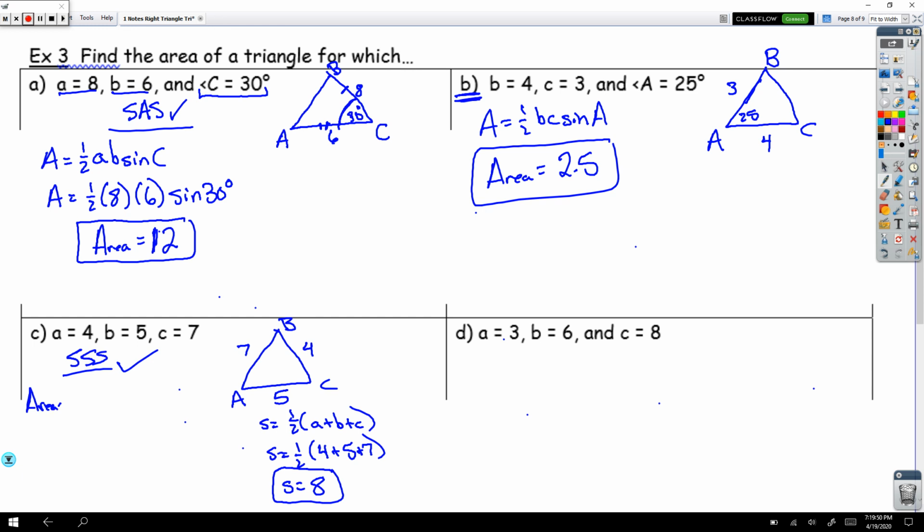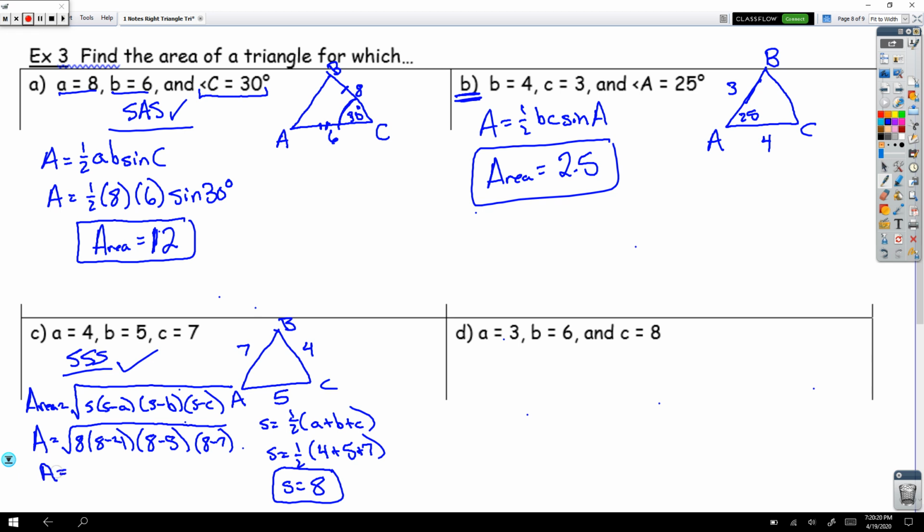Now I can make use of my area formula. So area equals the square root of S times S minus A times S minus B times S minus C. Plugging everything in, we get 8 times 8 minus 4 times 8 minus 5 times 8 minus 7. Doing all the subtracting and multiplying, we would have A equals the square root of 96. So the area of this triangle would equal 9.8.